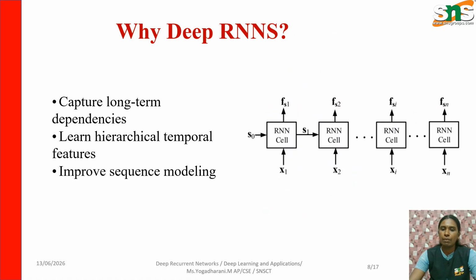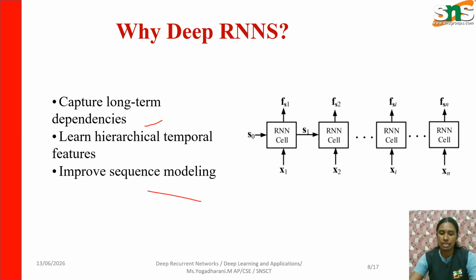Then, why deep recurrent neural network? It captures long-term dependencies. A deep RNN can remember information from far earlier time steps, and it learns hierarchical temporal features, where different layers learn different levels of information. Example: layer 1 characters, layer 2 words, layer 3 sentences. And it improves sequential modeling, which means a better understanding of sequential relationships.